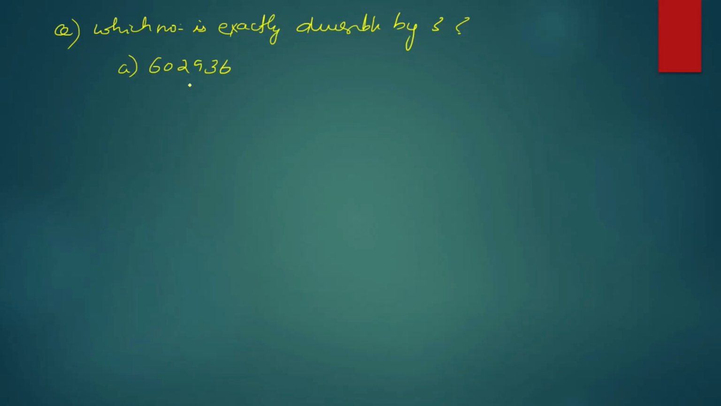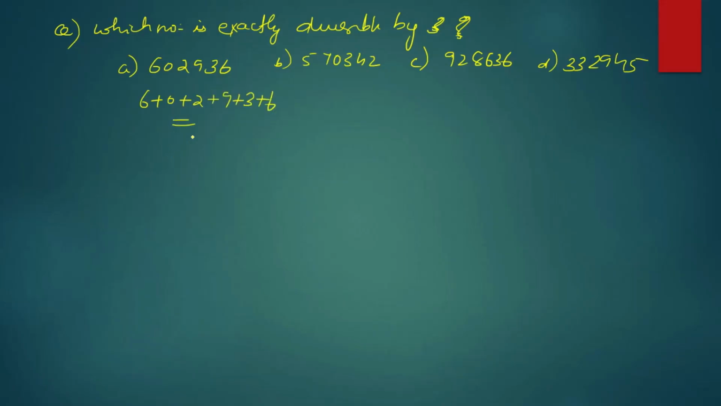Which number is exactly divisible by 3? I will give the options: 602936, then 570342, then 928636, then 332945. How will we check whether the number is divisible by 3 or not? What is the divisibility of 3? You have to add all the individual digits. 6 plus 0 plus 2 plus 9 plus 3 plus 6.